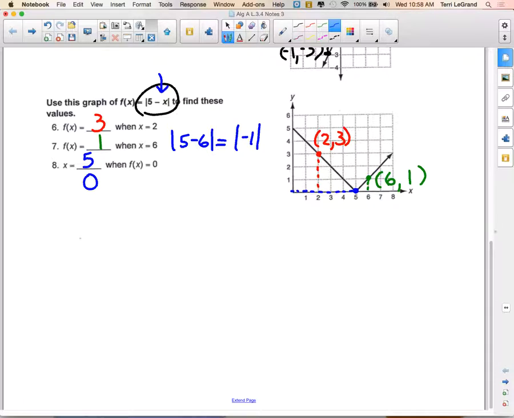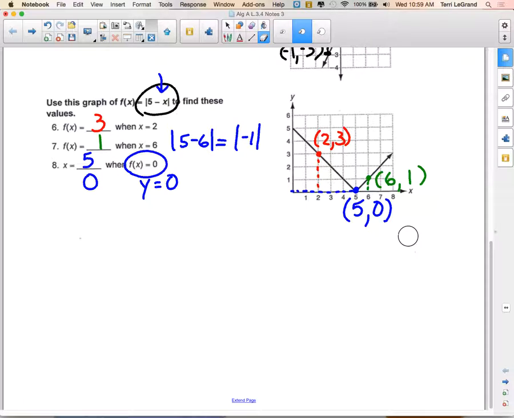So, you know what? Here's what we had to do this time. Samuel, are you with us here? We had to say that f of x is 0, which means the y is 0. So we had to go to the y value of 0 and follow over to the graph until we land on it and say, what's the ordered pair name for that one? What is it? 5, 0. And this time they weren't asking us for the y value, they were asking us for the x value. So when y is 0, x is 5.